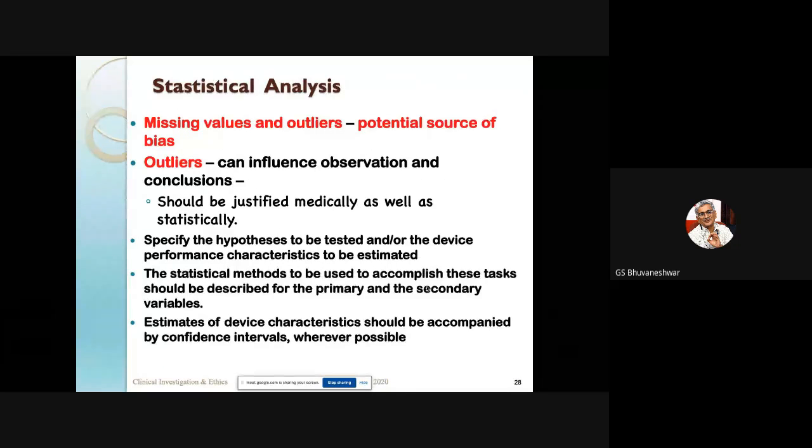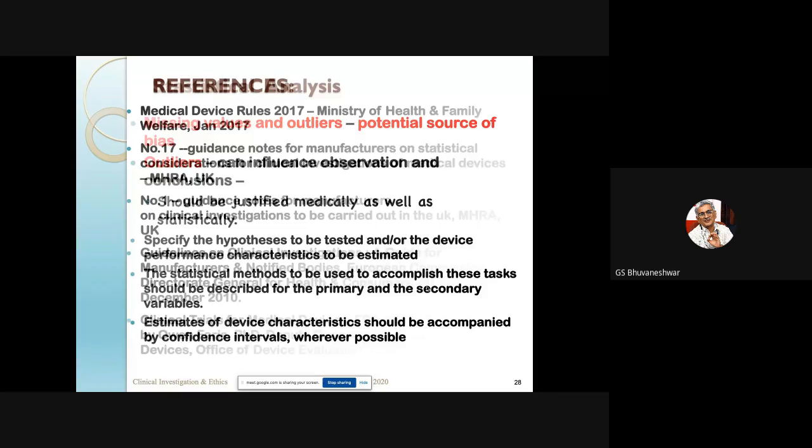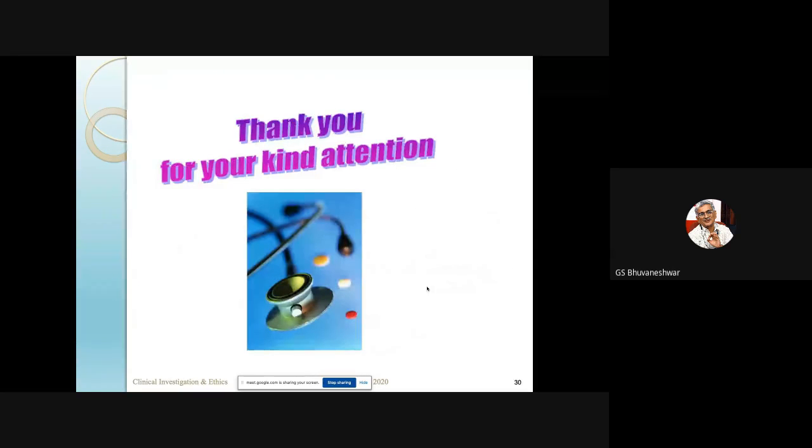Statistical analysis is a very critical part. Missing values and outliers you need to handle properly because outliers can influence observations and conclusions. They should be very well justified medically as well as statistically. And these are some of the references.